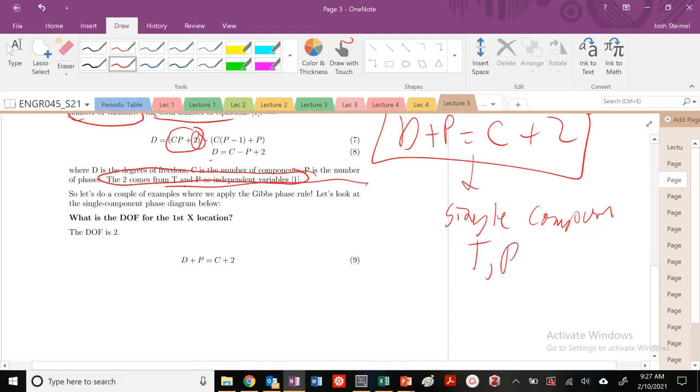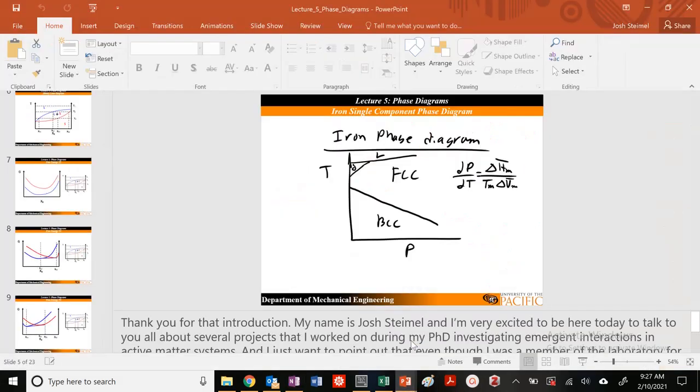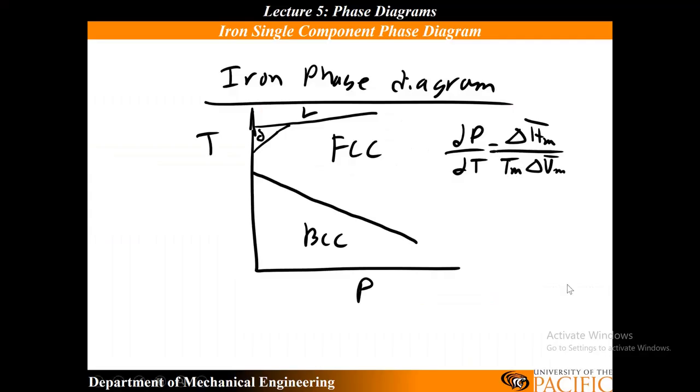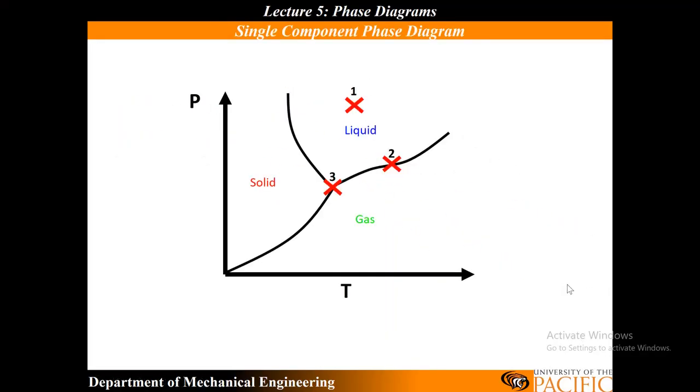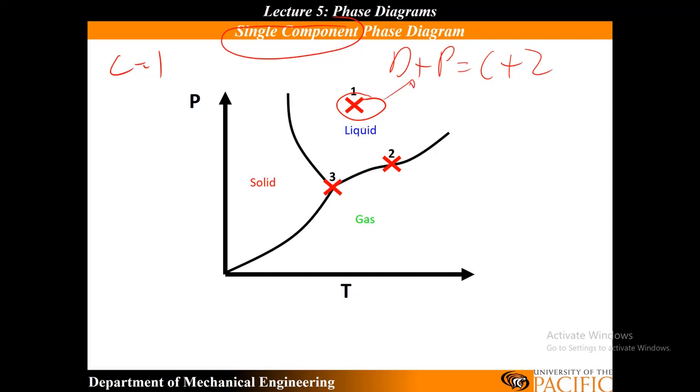So this is awesome, but let's do a couple examples and put this Gibbs phase rule into action. So let's go ahead and shift over here. Let's calculate the degrees of freedom. So D plus P equals C plus 2. What are the number of components in this system? Well, it's a single component phase diagram, so C is always equal to 1. At this X, how many phases are we in? We're just in the liquid phase. So it's D equals 1 minus 1 plus 2. So we are left with 2 degrees of freedom.